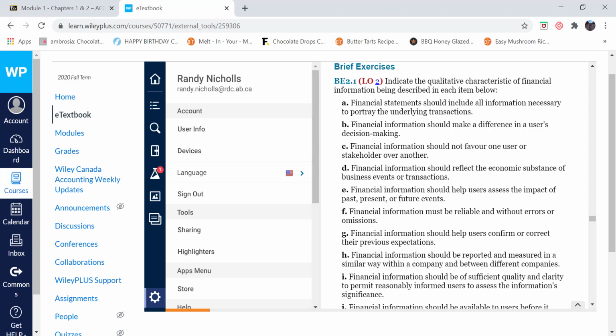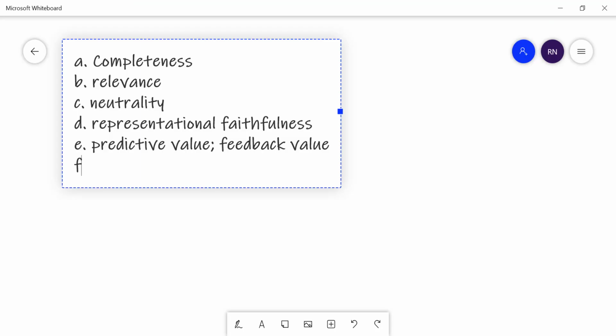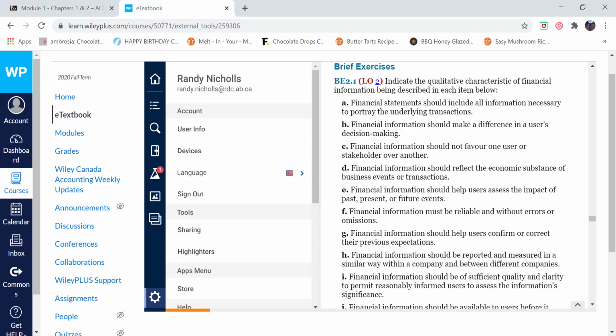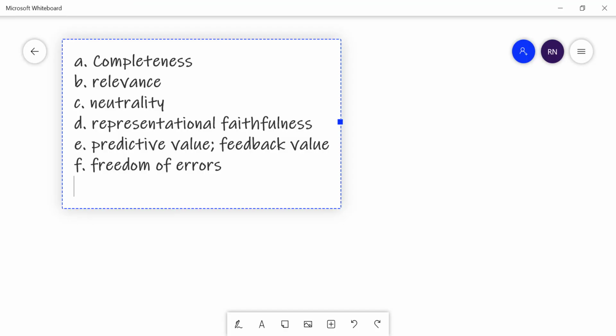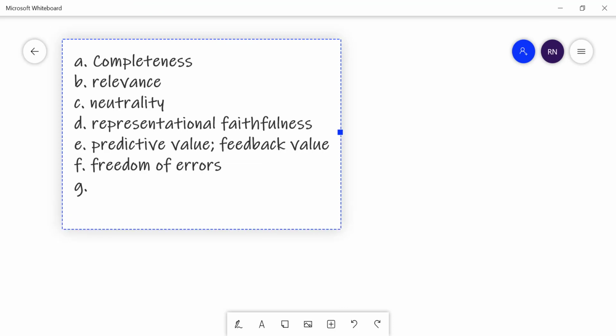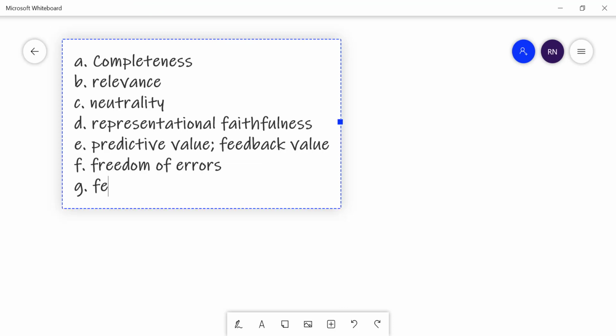Financial information must be reliable and without errors or omissions. And that's right. Freedom of errors is a qualitative characteristic. It's always kind of nice if stuff isn't wrong. Representational faithfulness kind of means it's right. Freedom of errors means it's not wrong. So similar terms. G, financial information should help users confirm or correct their previous assumptions. That's feedback value, right?